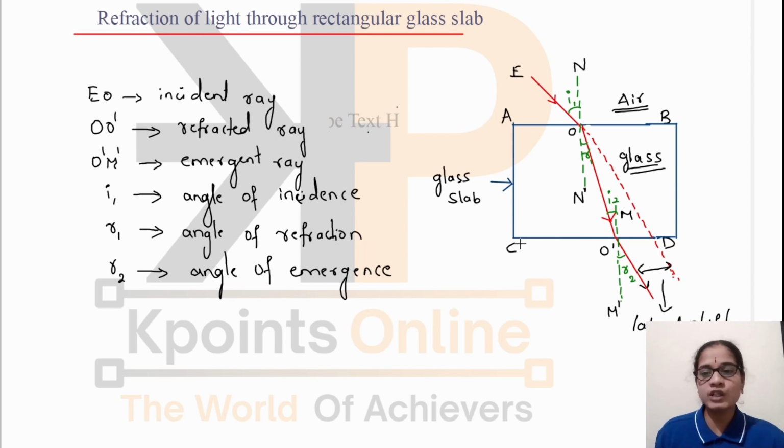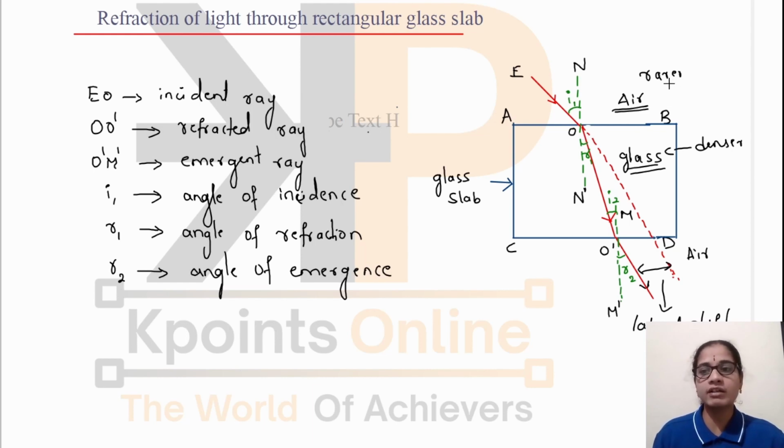As it falls on the boundary CD, which is the interface between glass and air again, there is a change in the medium here. So what happens? This ray which is incident here will get refracted, but in this case it will get refracted away from the normal. You can see here, air is the rarer medium, glass is the denser medium. When this ray of light, that is EO, is incident on the AB interface, what happens?